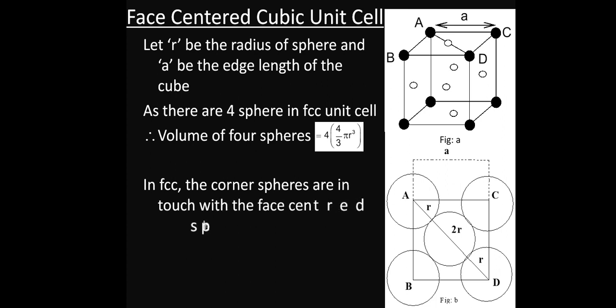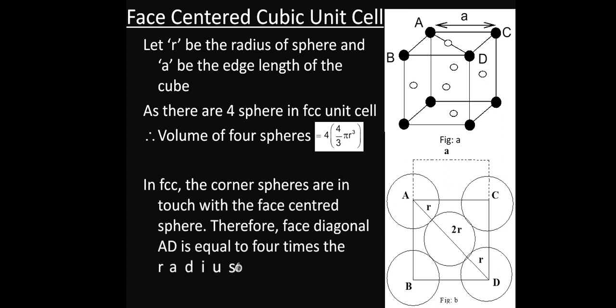In FCC, the corner spheres are in touch with the face-centered sphere. You can clearly see in figure B that the corner spheres are in touch with the face-centered sphere. Therefore, the face diagonal, which you can see in figure A as well as in figure B, the line AD, is the face diagonal. In figure B, you can clearly see that it is 4 times r: the radius of A, the diameter of the center sphere, and the radius of D, which is equal to 4r. Therefore, the face diagonal AD will be equal to 4r.